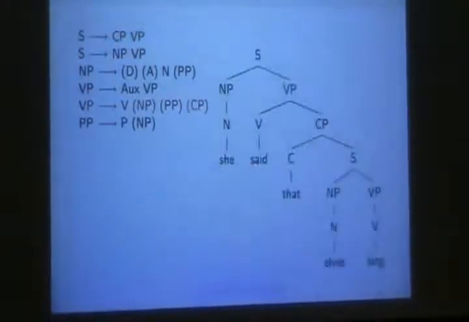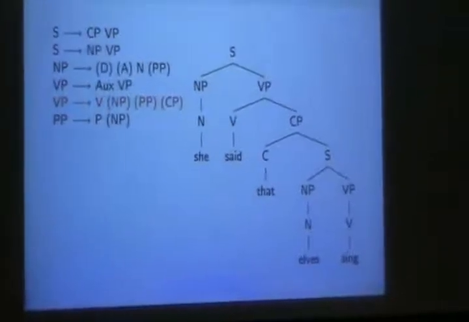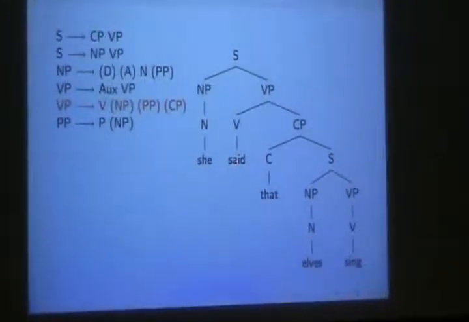And another place we see a complementizer phrase is directly after certain verbs, as in this example. So she, that's the noun phrase, and the verb phrase starts with the verb said, and what follows that, well, is one of these things, something that starts with the complementizer that and continues with a garden variety sentence like elves sing. Okay.